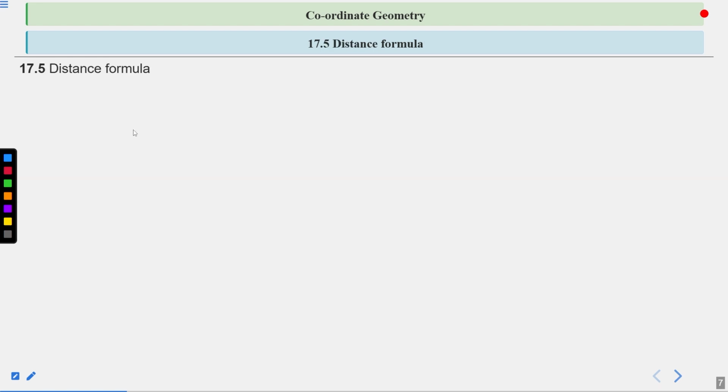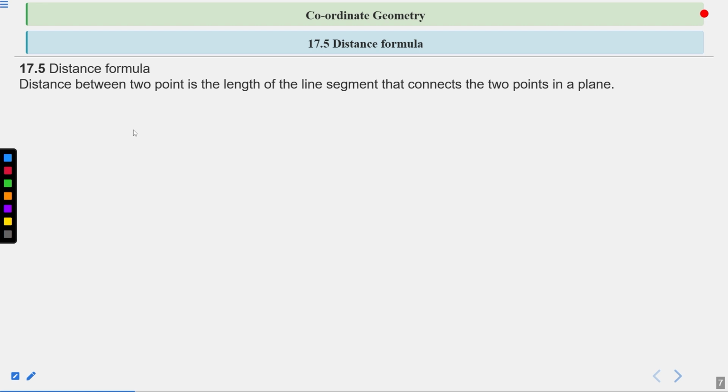Next, distance formula. The distance between 2 points is the length of the line segment that connects the 2 points in a plane, A represented by x1, y1 and B represented by x2, y2. So we can say that the distance AB is under root of x2 minus x1 whole square plus y2 minus y1 whole square. Next one.